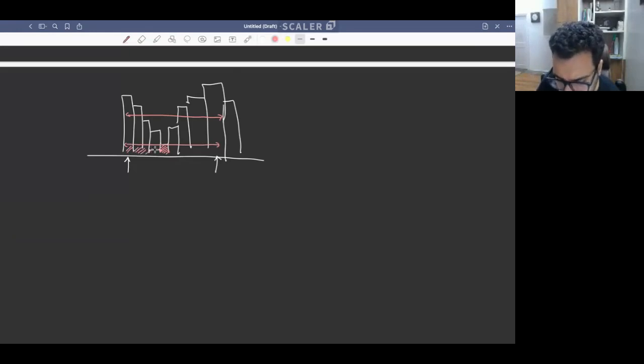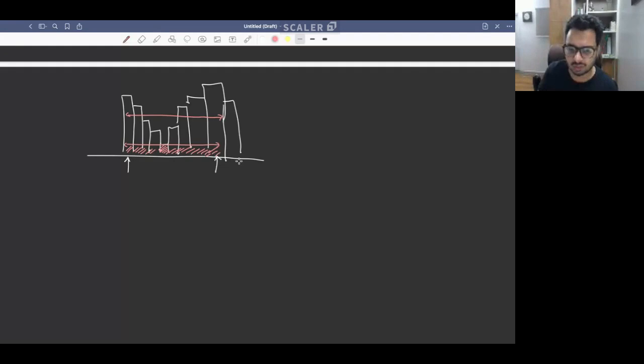Does it form the largest rectangle always? Possibly not. A better rectangle might be if you take this much part itself, it might lead to a bigger area, right? So finding the two extreme bars will not necessarily lead to the right solution. Let us just discuss the brute force logic.